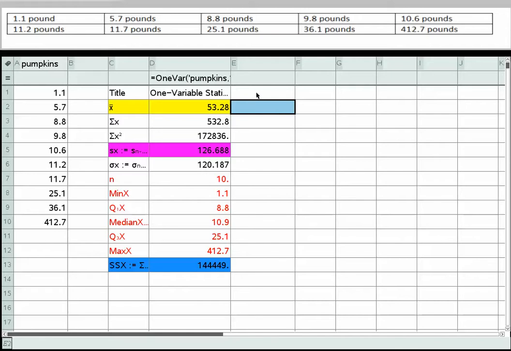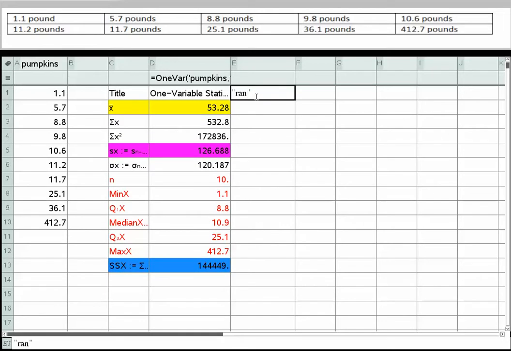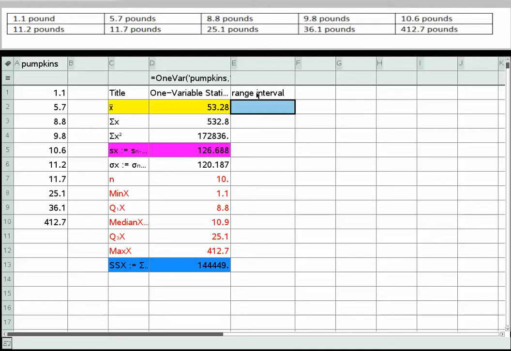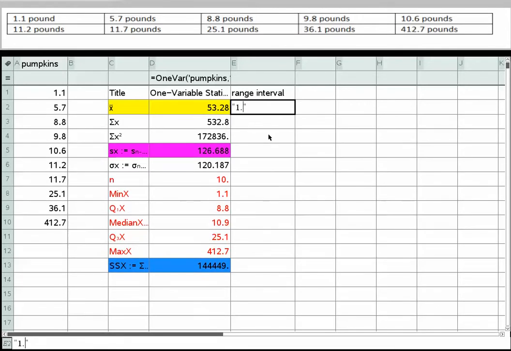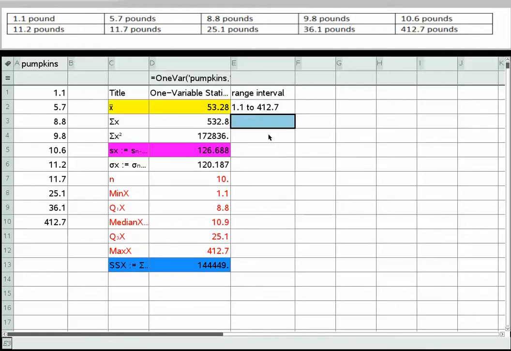Well, I'm pretty sure that we asked about range. And if you remember, you can state range as an interval. If I'm going to state the range as an interval, then it would be the min to the max. And the min would be 1.1 to, I guess, this 412.7. That's the range as an interval.